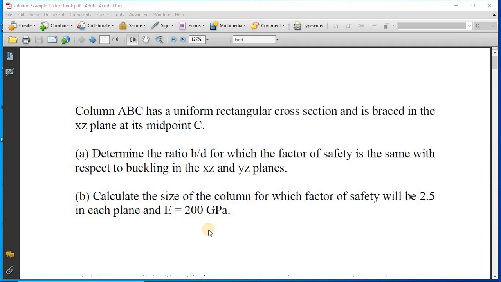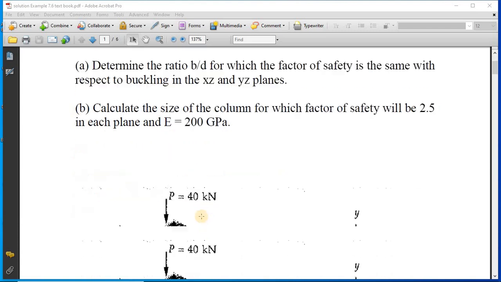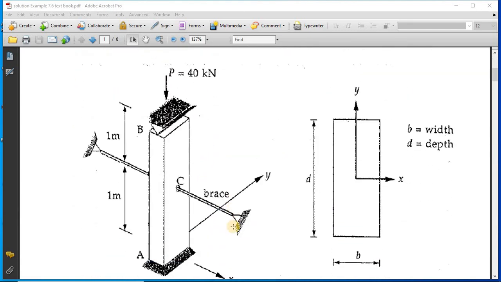Hello everyone. In this session, I'm going to continue our problem solution discussion. In the previous lecture we discussed three problems, and in this session we will continue with another problem solution. Basically, in these problems we will deal with the braced column that you can see in this diagram.